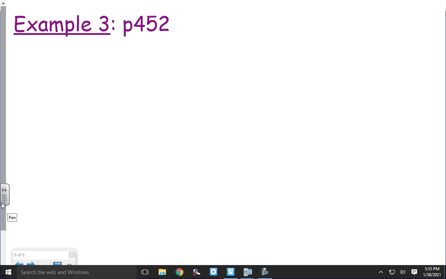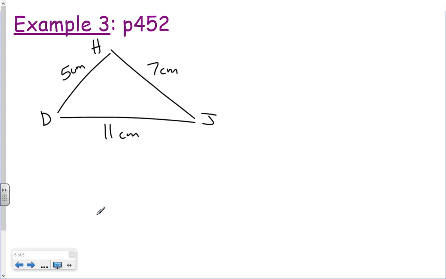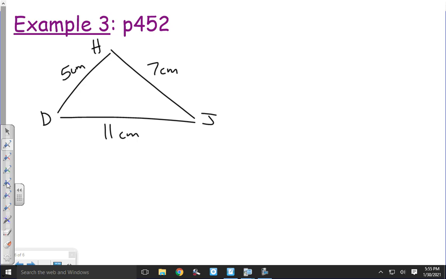So let's sketch this triangle here. I know we had it sketched previously, but we'll sketch it again. So here's J, here's D, and here's H, JDH. And J, they told us, was 5 centimeters. D, they told us, was 7 centimeters. And H, they told us, was 11 centimeters. So this time, we're not going to have to find any angles. I'm just going to take the 3 side lengths that were given. But before I do that, I do need to find out what this semi-perimeter is equal to. So we'll do that calculation here first.